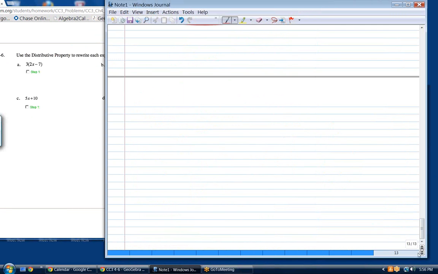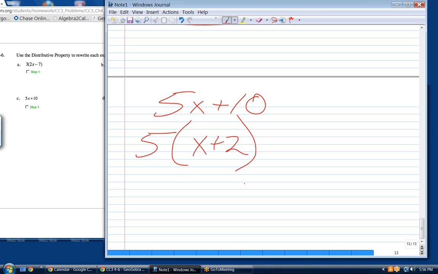How would you do that one? Well, their instructions don't make any sense, so I can only assume that they want us to factor this and turn it into 5 times x plus 2. See how I do that?